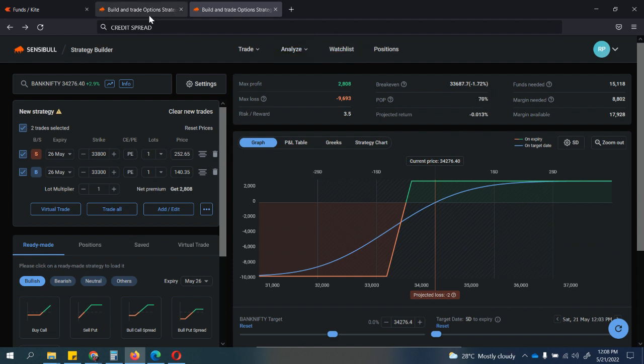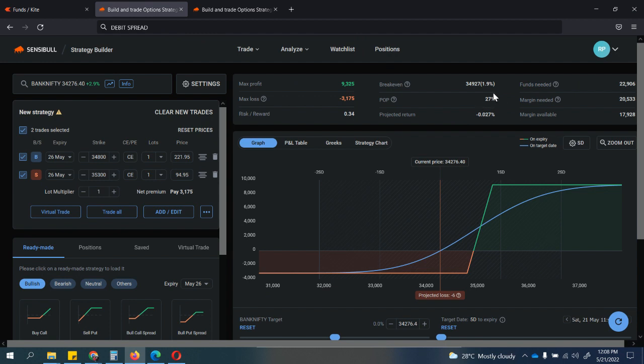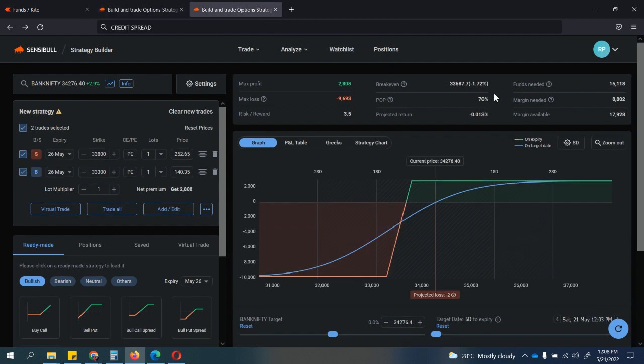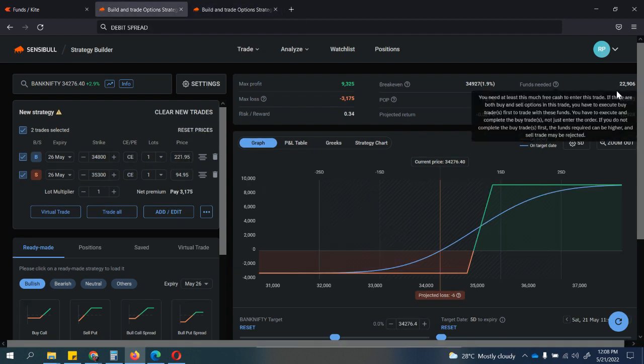So 27% is the POP in your debit spread, whereas it has 70% POP in your credit spread. Don't you think there is a huge difference between 27% and 70%? Any strategy which has 70%, I think we can rely on that strategy, provided you know some basics and some adjustments. But 70% is a very good POP.